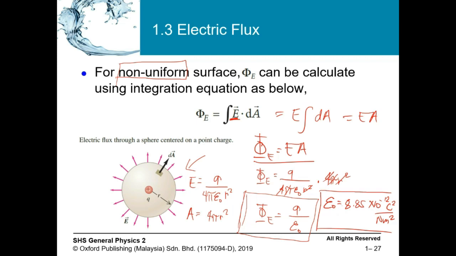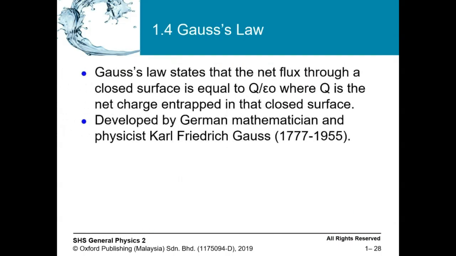That's actually the derivation. So, this equation then will lead us to Gauss's law. Gauss's law states that the net flux through a closed surface is equal to Q over permittivity or epsilon sub O, the equation that we got earlier, where Q is the net charge entrapped in that closed surface. So again this means that if we have a charge, this is what Gauss's law talks about.